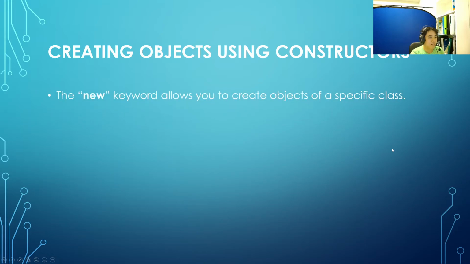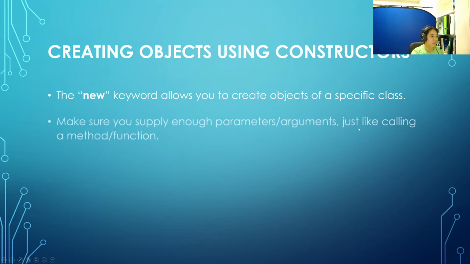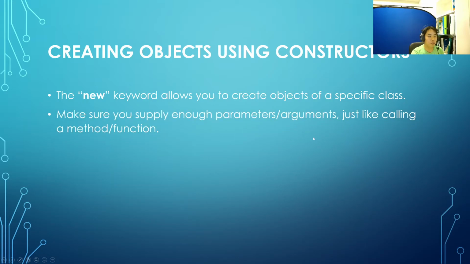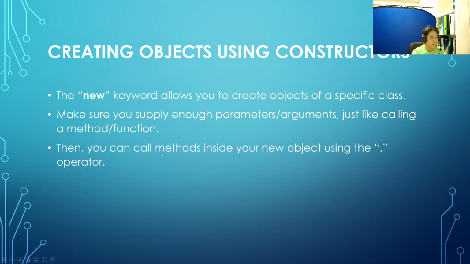So when we create new objects using constructors, we need to use the new keyword. Okay, the new, to create new objects of a specific class. So make sure you supply enough parameters or arguments, just like how you call a method or function. Otherwise, guess who's gonna be very unhappy about how you write your code? The compiler. Now, once you create an object, you can reference this new object using the variable you stored it with, and then you add the dot to dive into the object.